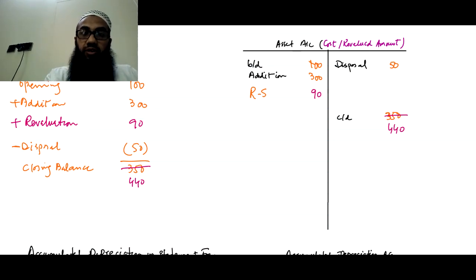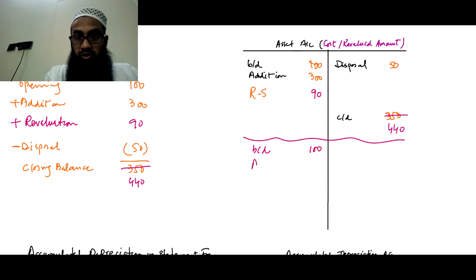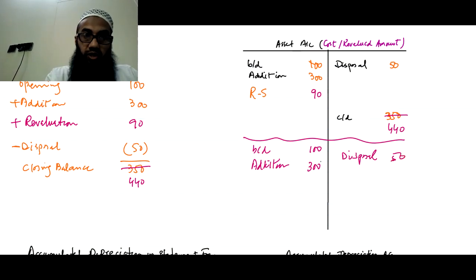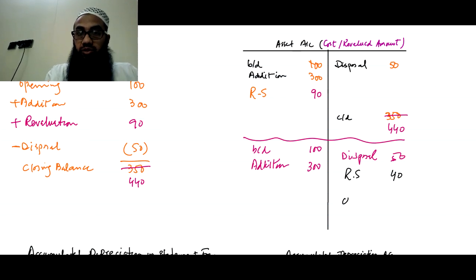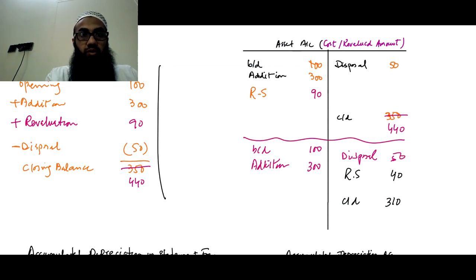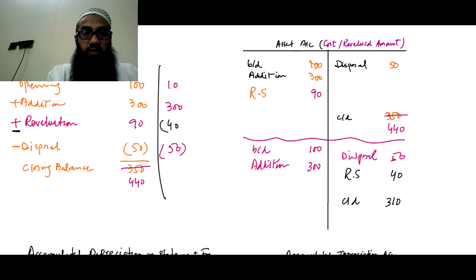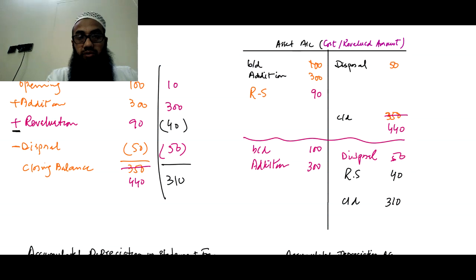On the other hand, I take another example: BD 100, addition say 300, disposal 50. If revaluation came as a decrease of say 40, then what would be the CD? It would be 400 minus 50 minus 40. How will this be placed? Opening 100, addition 300, disposal 50. Due to revaluation, it has reduced by 40. So balance came as 310.